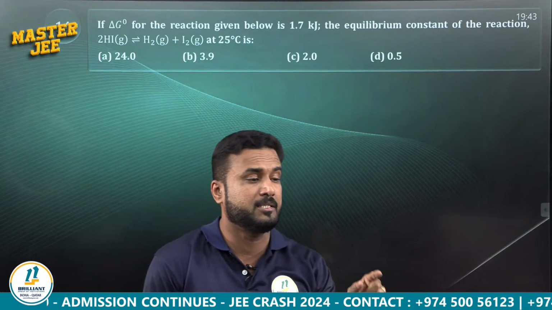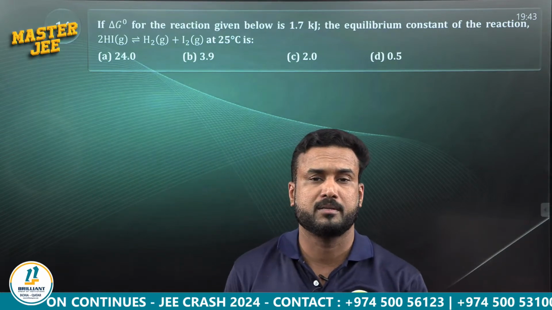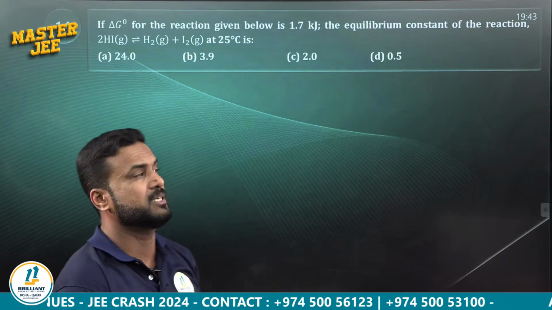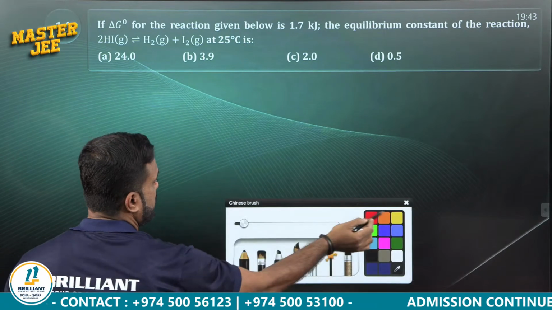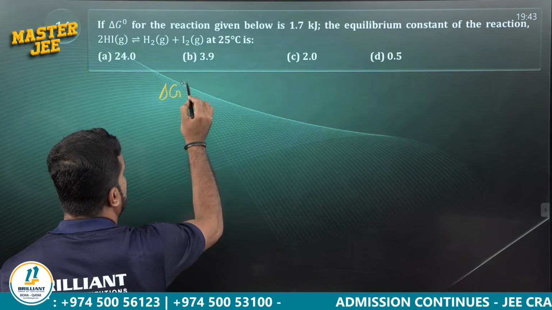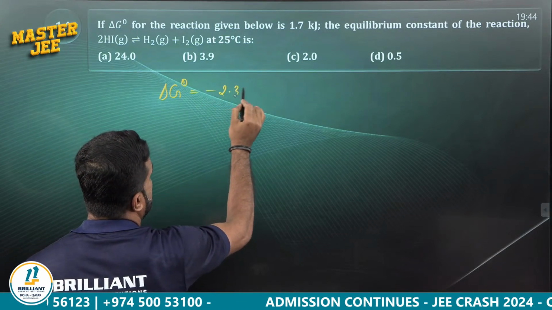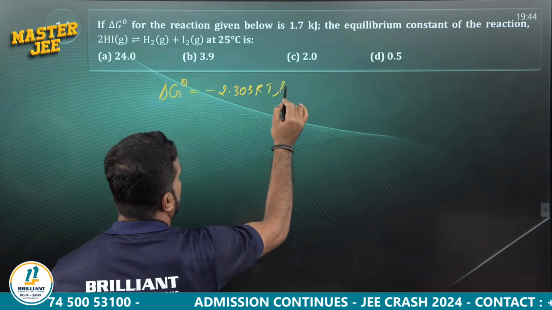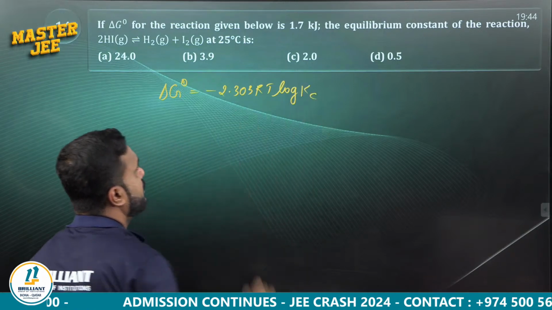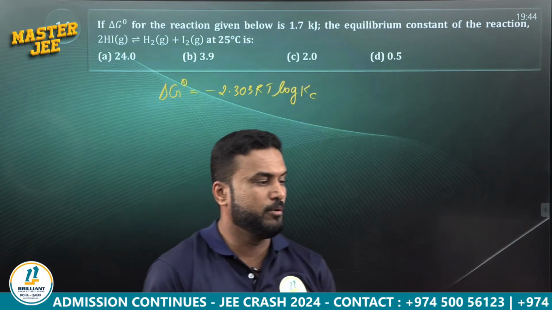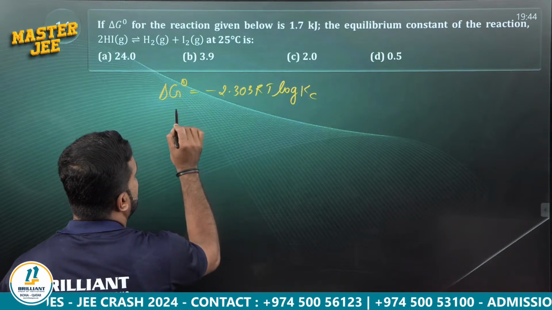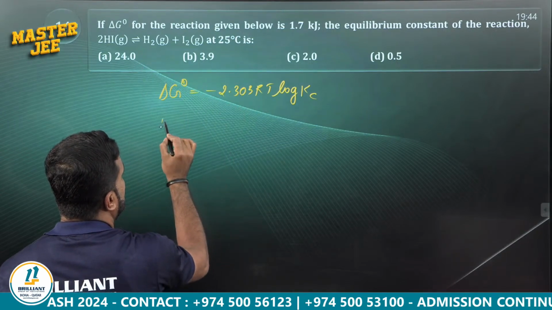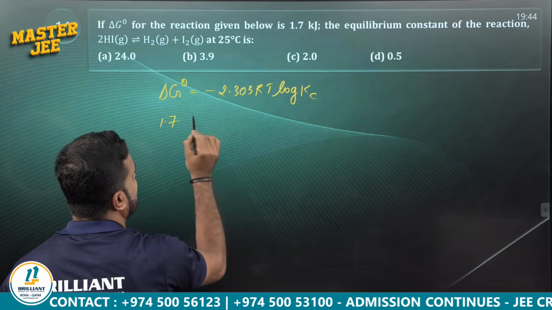You know the relationship between delta G naught and the equilibrium constant. What is the relation? We can write it as delta G naught is equal to minus 2.303 RT log Kc, correct? This is the relation connecting equilibrium and delta G naught. So I will substitute the value. Delta G naught is given as 1.7 kilojoule, and I will take it in kilojoule itself.